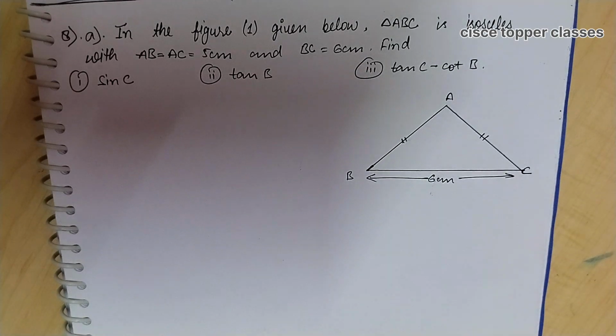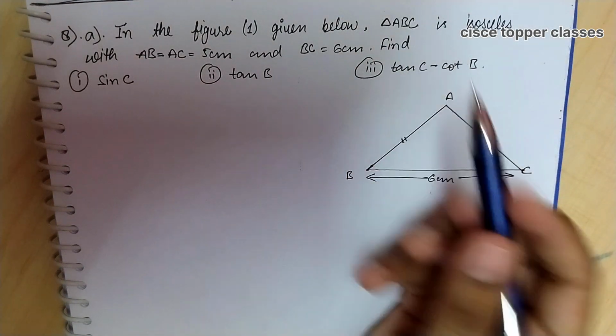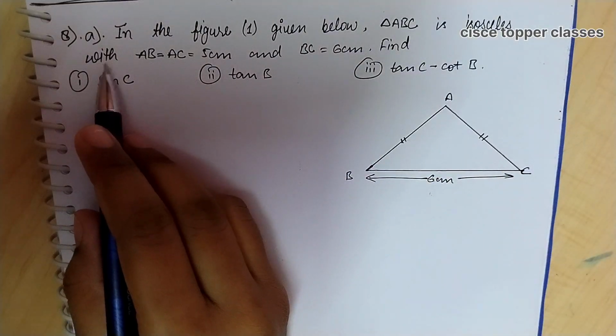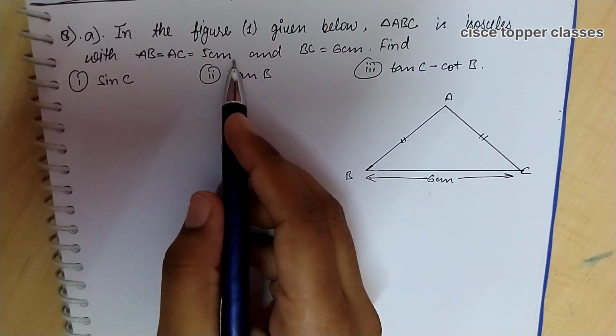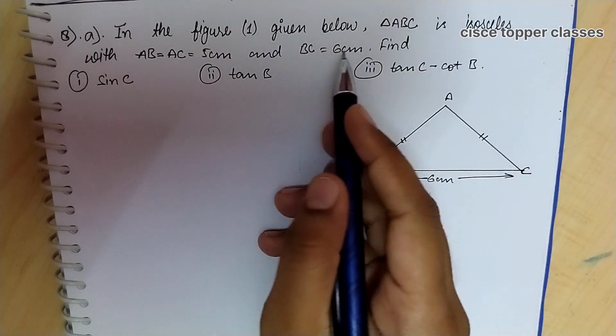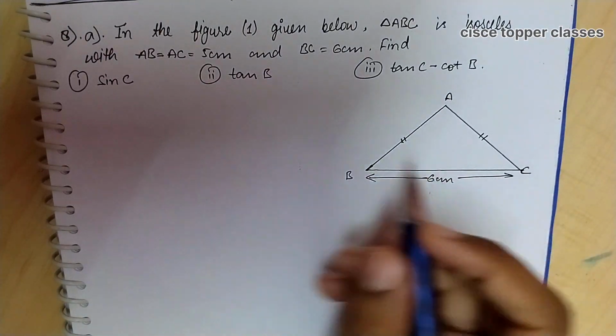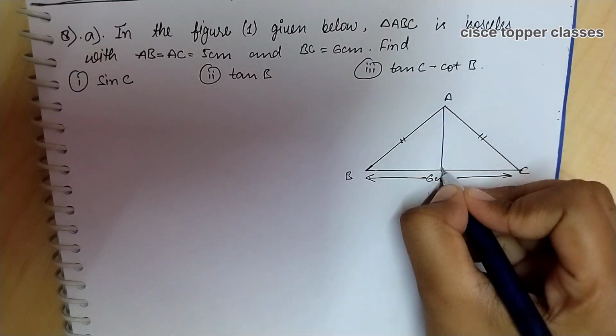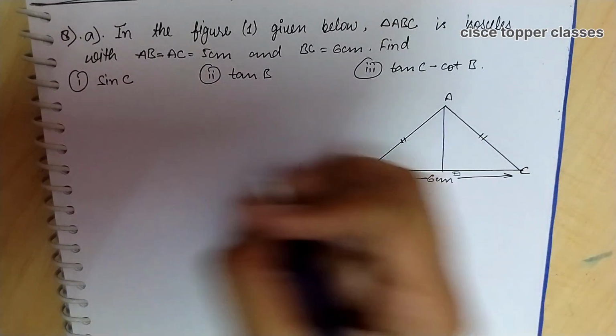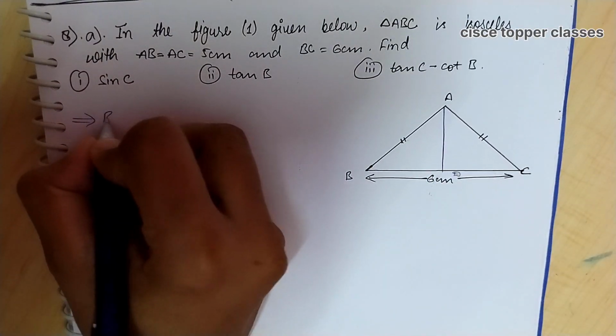Let us solve here 8's first part. In the figure given below, ABC is an isosceles triangle with AB equal to AC, which is equal to 5 centimeter, and BC is 6 centimeter. Find sin C. Firstly, we will draw a perpendicular here like this, AD. So from that only we can find the value of AD.